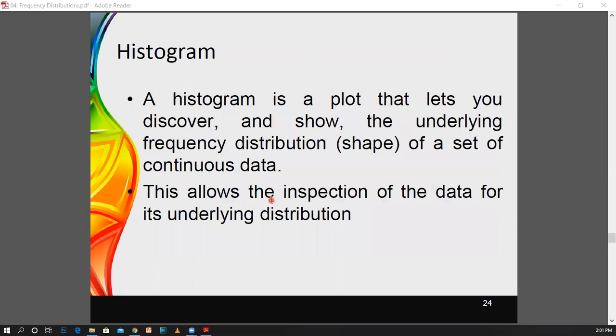Okay. Now we will discuss the next part. It is obtaining the histogram. If you are dealing with group data distributions or normally with frequency distributions, then we are using histograms to show those data in a graphical manner. Histogram is a plot which deals with the frequency distribution, and using the histogram, we can identify the underlying shape of a set of continuous data.